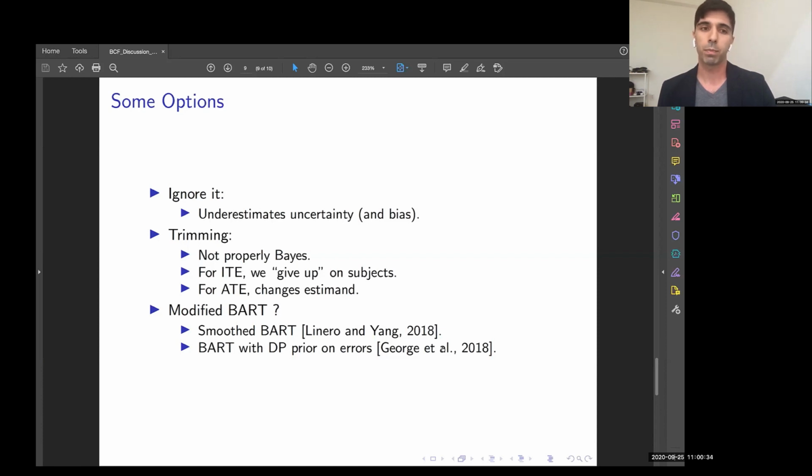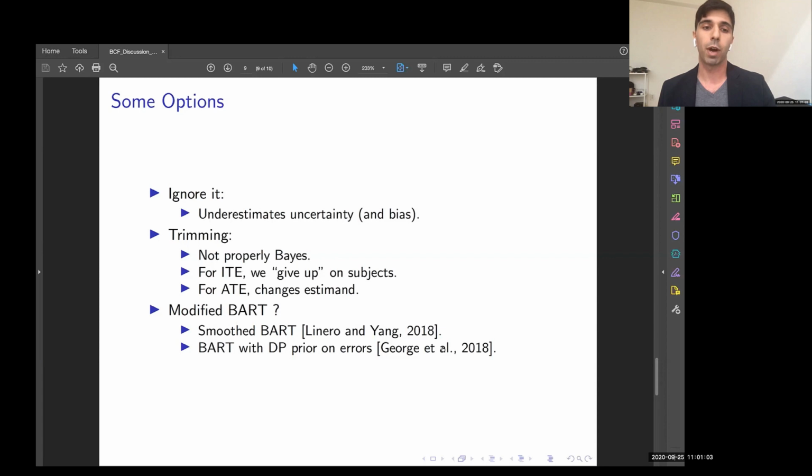The other thing that people might do is trimming. So maybe identify these patients and then throw them out. It's not very satisfying from a Bayesian point of view. We don't like to throw out data. Intuitively, I would think that for someone in the non-overlap region, I still want to do something with them. It's just that I have a very high degree of uncertainty about it, and I want that baked into my posterior. And of course, if we're talking about average treatment effects using BART, then we're changing our estimand by trimming.